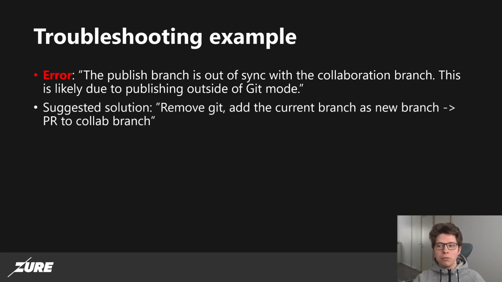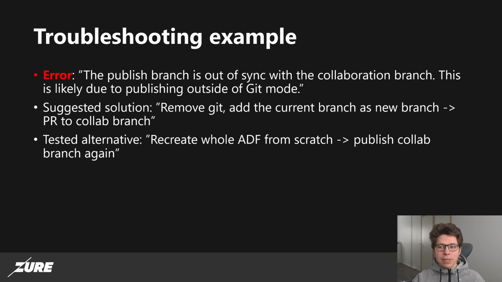Microsoft suggests a solution to remove the Git and add the current branch as a new branch, and then create a PR to the collaboration branch. There is a button that you can click, which generates all the stuff that is in the data factory right now as a new branch in your repository. And then when you do the PR, everything should be in sync. This is kind of a nuclear option, but it should work all the time, right? Well, it did not work for us.